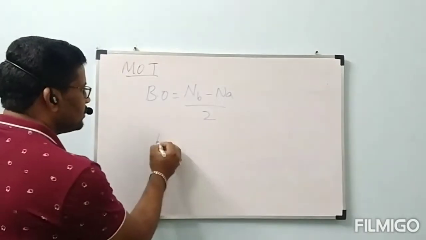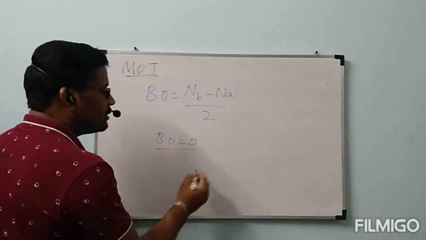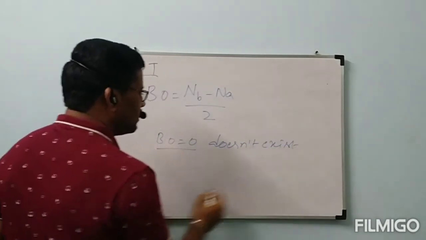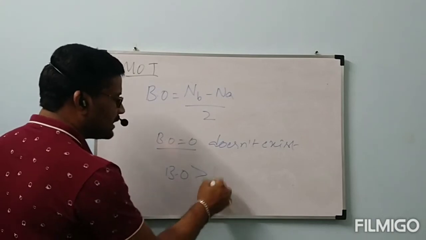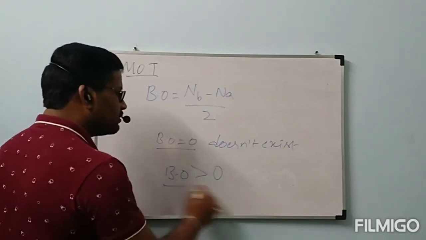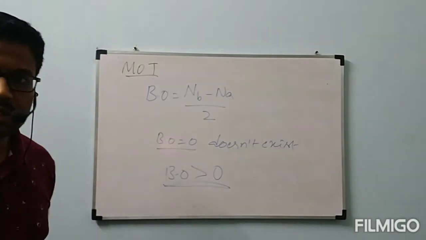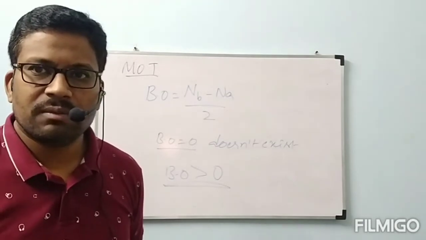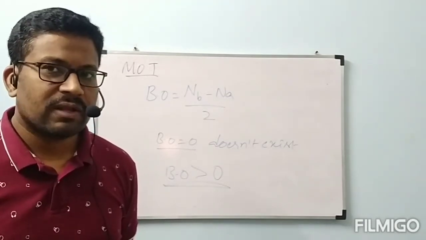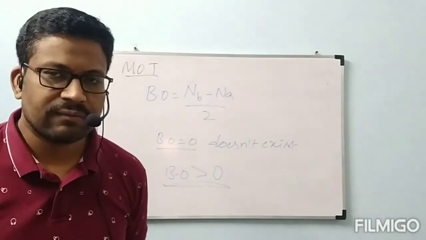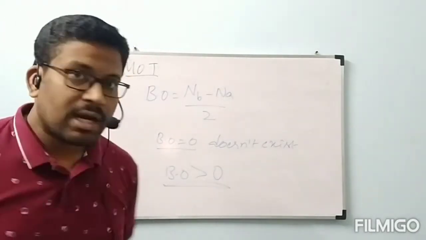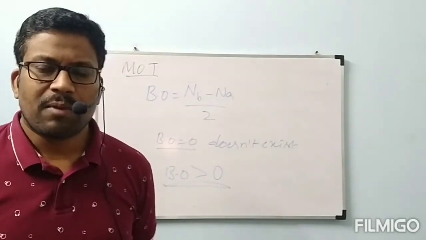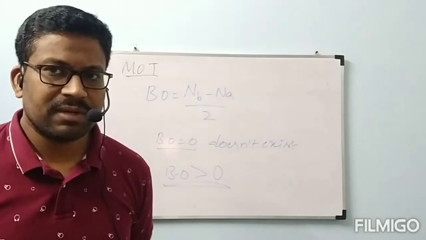If bond order is equal to 0, the molecule doesn't exist. Then bond order must be greater than 0, and only then will the molecule exist. If a molecule should exist, bond order must be greater than 1. If it is 0, the molecule won't exist. From this we can easily say whether the molecule exists or not. Next, bond order represents the number of bonds present between the atoms.